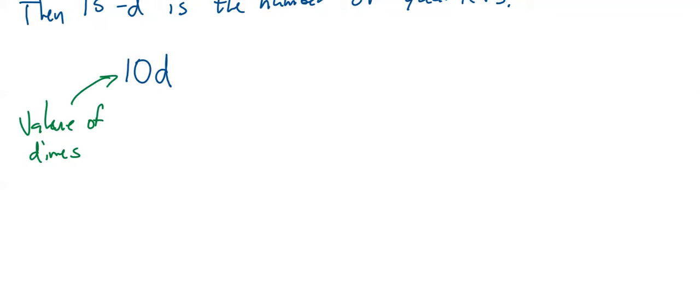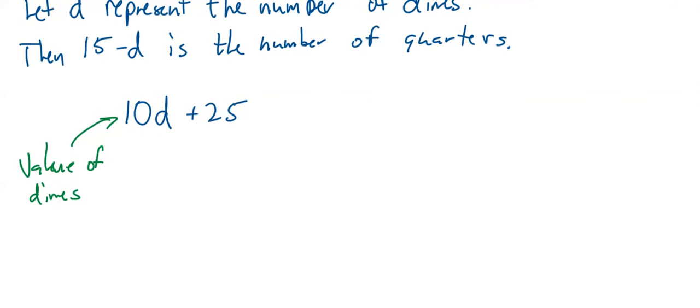Okay. What's next? Dimes are worth 10 cents. Quarters are worth 25. So 25 times what? Somebody said Q. Very good. The number of quarters. What's another way we talk about the number of quarters in this question?